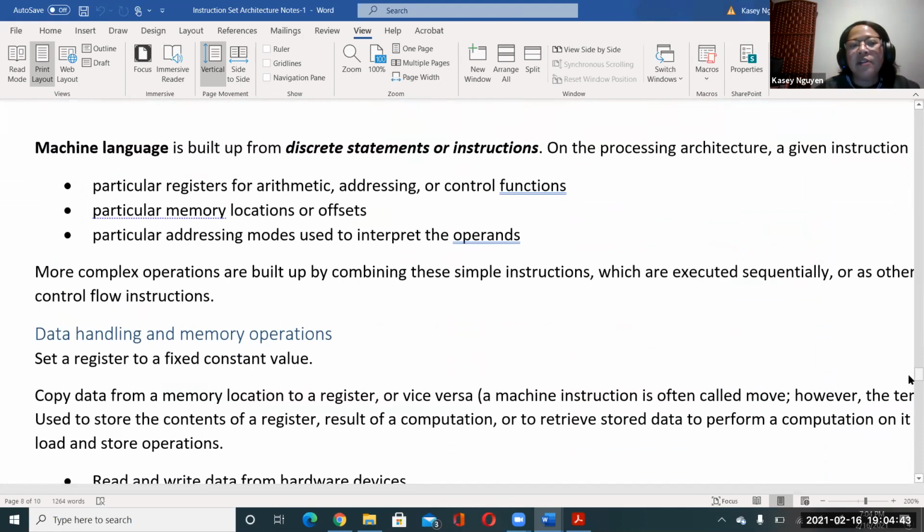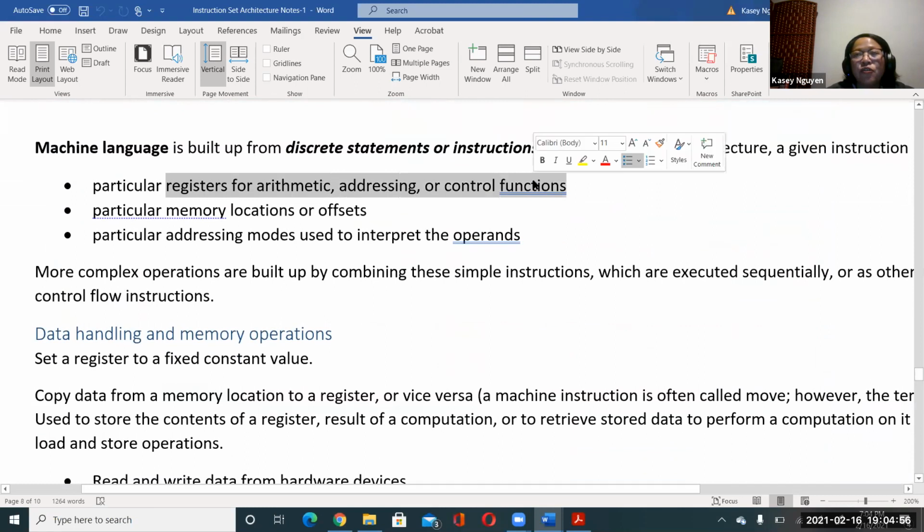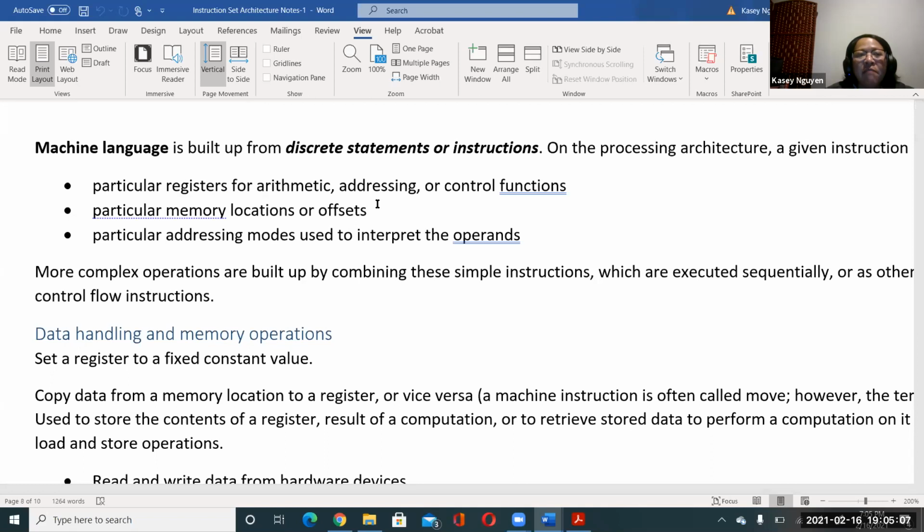So machine language is built up from discrete statements and instructions, okay? And we would use registers for arithmetic, addresses, and control functions. Now, memory locations often would be referred to as offsets. And when you're looking at memory addresses in your simulator, it's in hex, okay? And in LC-3, we started with an X. A lot of the assembly language, when you see the X, that is the location in memory.